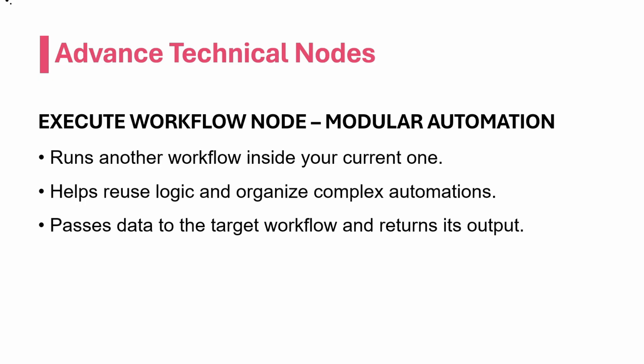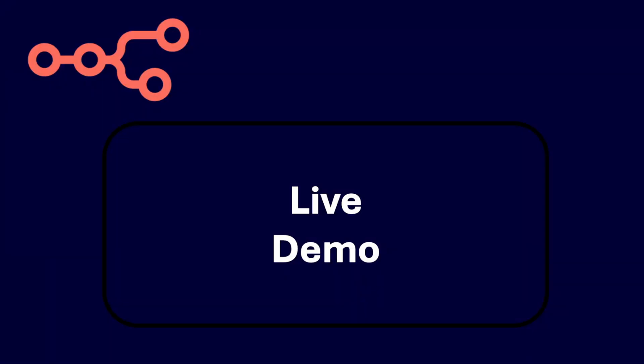So for example, if you imagine that you have a data cleanup process that you use in multiple projects, instead of copying it, you can call it directly using this node. This modular design keeps your n8n space neat and very scalable. And we are going to now see a live demo for it. So let's move to the screen.